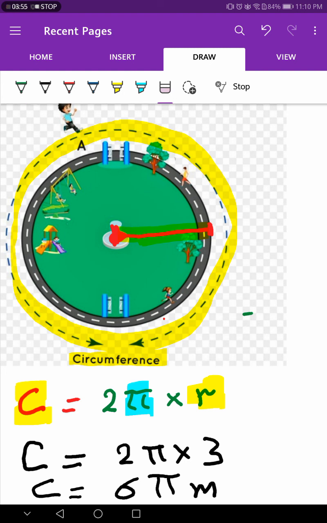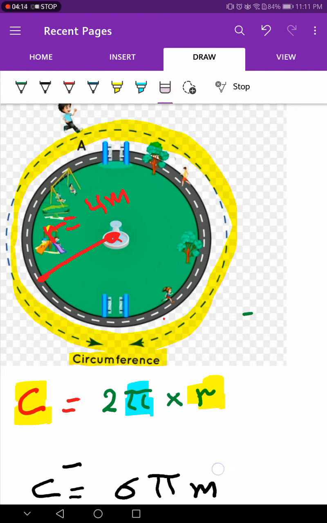Suppose the radius of this circle, teacher, can I take the distance from here to here? Yes, it is the same. So suppose the radius here is 4 meters. How can we find the circumference? Let us do it again.